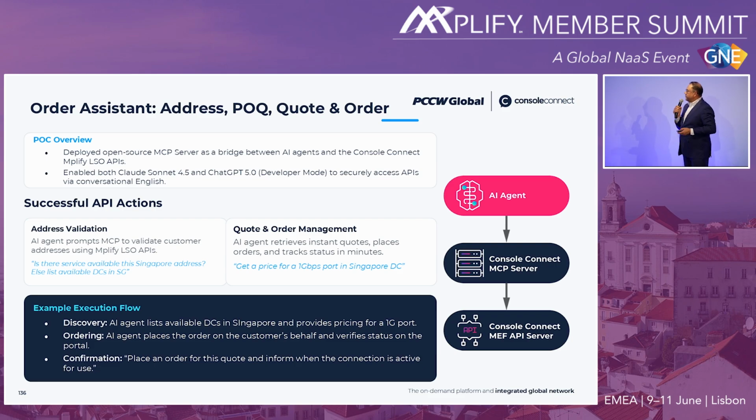That's the simple setup that we have. The AI agent talks to the console, which connects to the MCP server, which then connects to our APIs. In this flow, we would go one by one. It would show you the address validation for a particular data center port in Singapore, and then we would go on and show you the order and inventory. So Tom, we could play the first video, please.